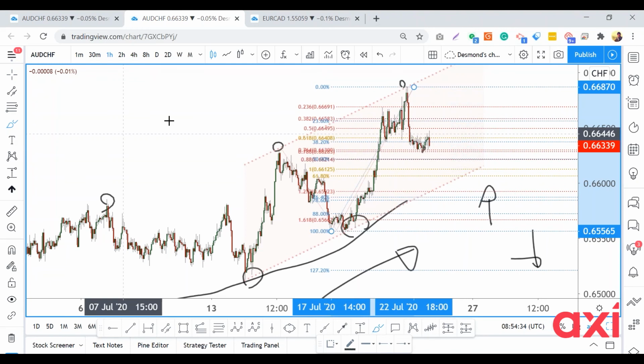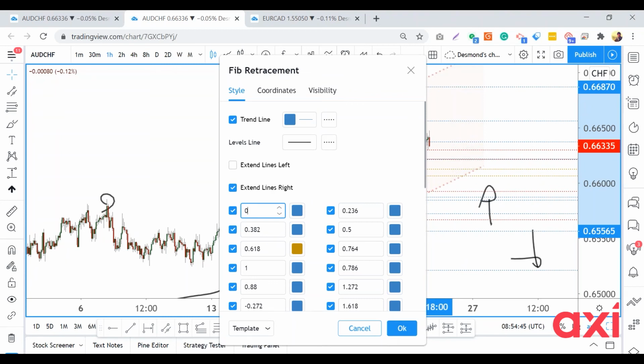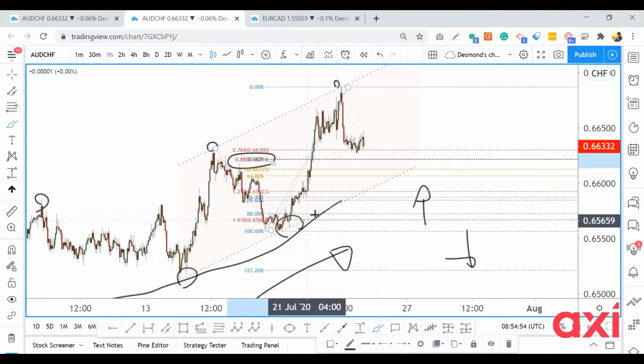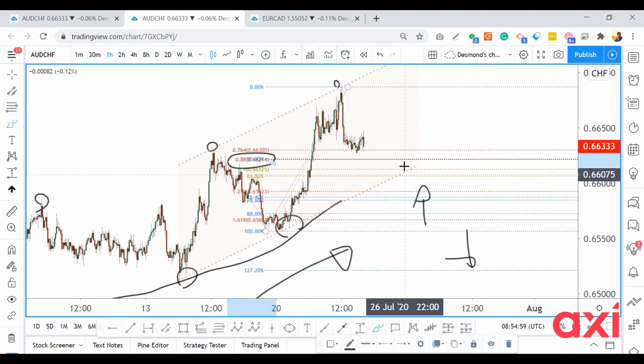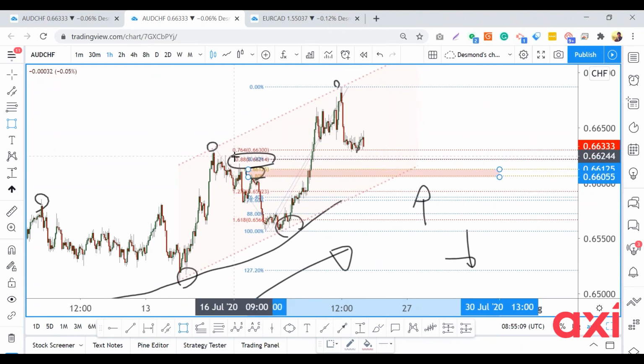Right, and I'm going to remove some of the levels from here to make it slightly clearer. But we can see there's a nice confluence area over here, and maybe that's one nice confluence area. And maybe there's another 61 and 100% over here. So we got one area over here, and we got one area over here.